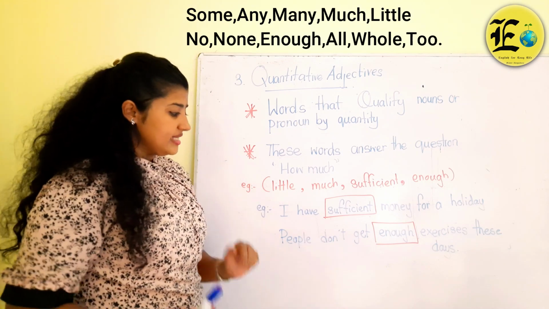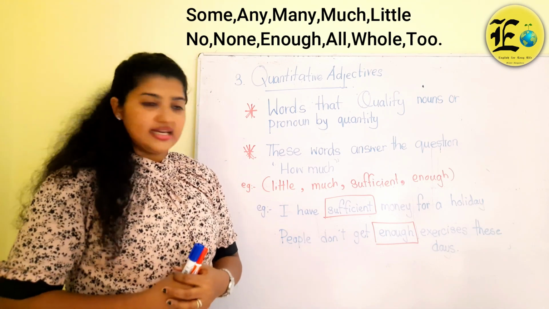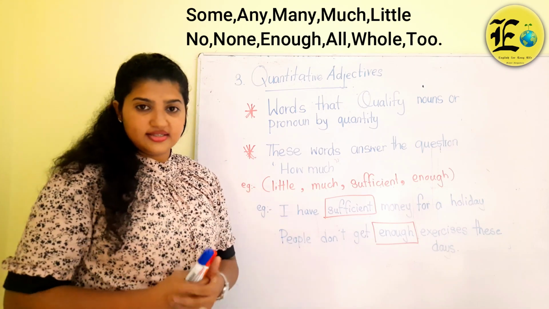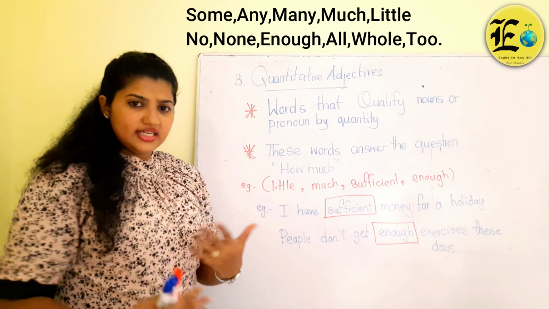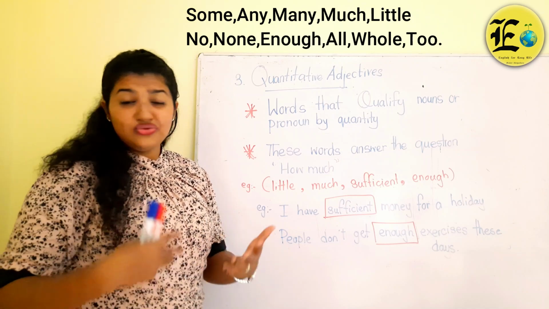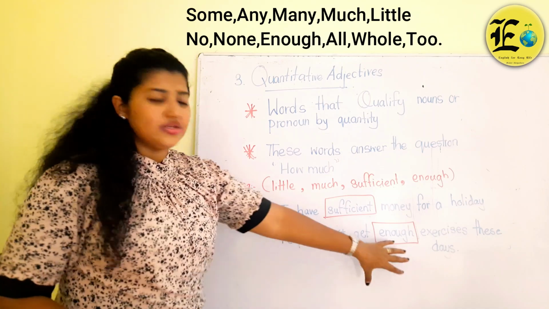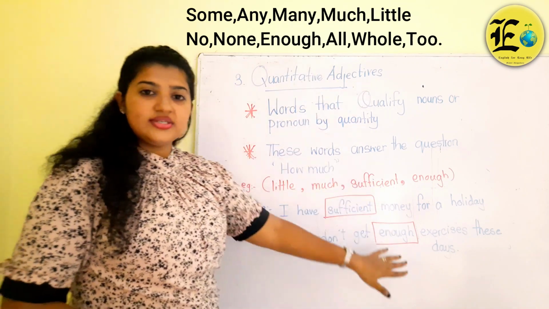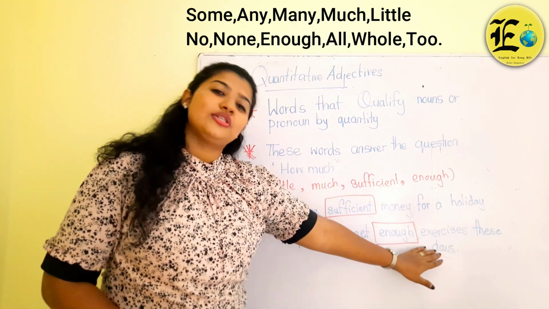The next example is, people don't get enough exercise these days. People do not get enough exercise. So do people get enough exercise? No, they do not get enough exercise. So this word enough is a quantitative adjective which is used to describe the word exercise, which is a noun.